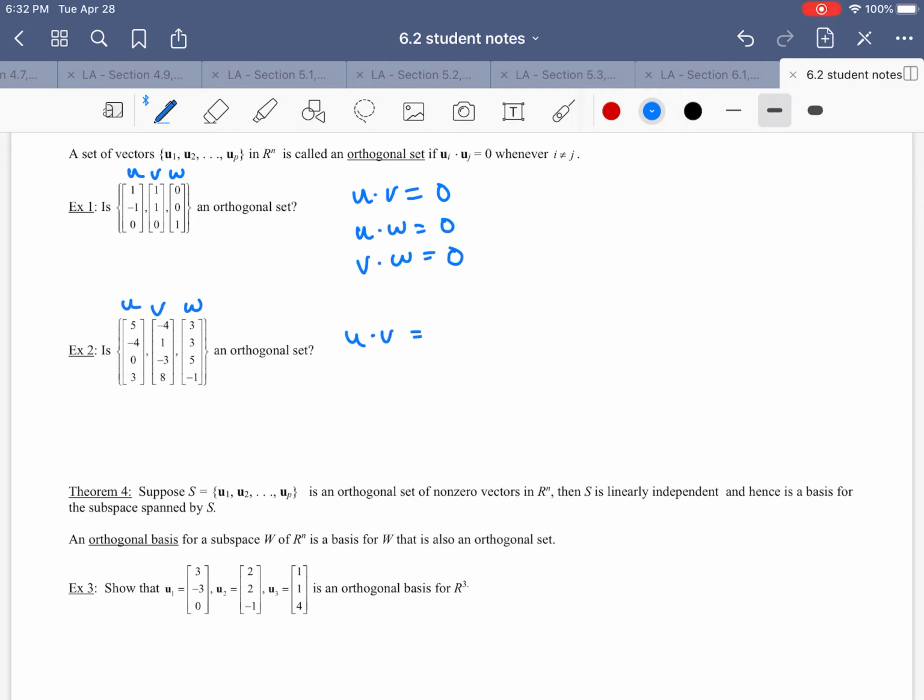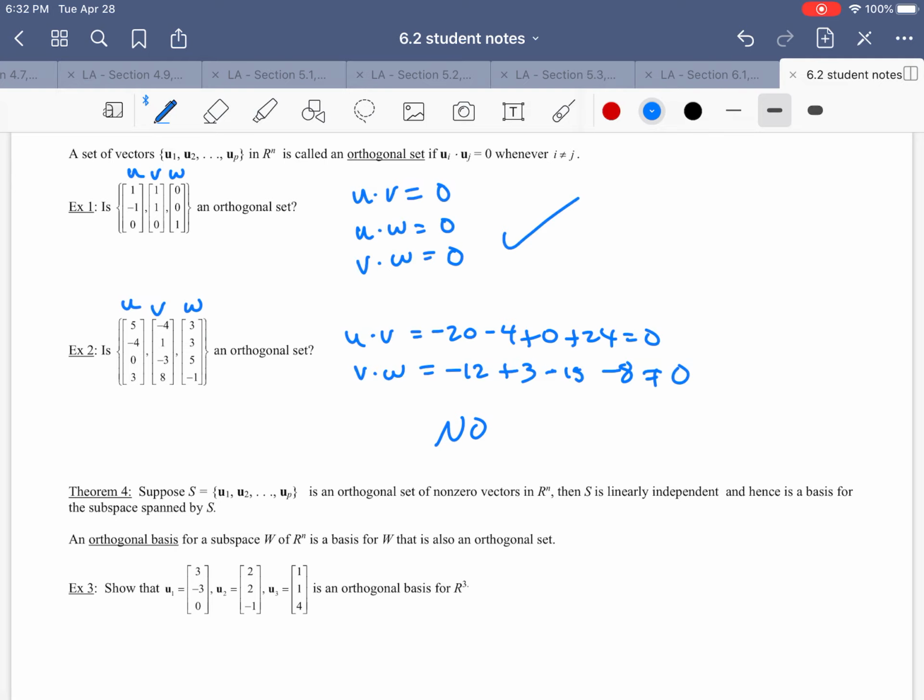Let's call these ones right here also u, v, w. When you do the first two, u dot v, you get negative 20 plus 4, or minus 4, plus 0, plus 24, so that's looking good. But if you do v dot w, you get negative 12 plus 3 minus 15 minus 8, and that minus 15 in there is not 0. So this one checks out. This one is a no.